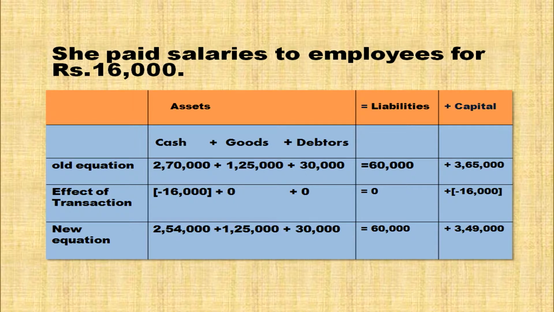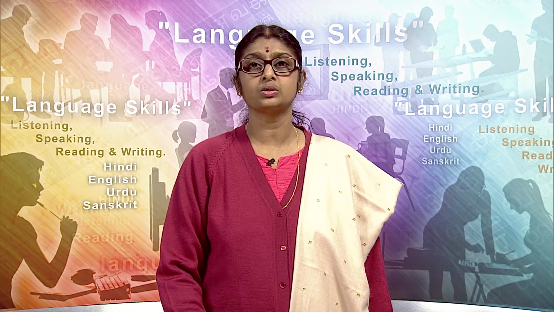So in the cash column, 2,70,000 old equation balance minus 16,000 new equation balance, 2,54,000, plus goods worth rupees 1,25,000 plus debtors 30,000. And on the liability side, liability is worth rupees 60,000 and capital 3,65,000 minus 16,000 came to 3,49,000. That is 4,09,000. 4,09,000 is the balance on both sides. So the accounting equation is satisfied.